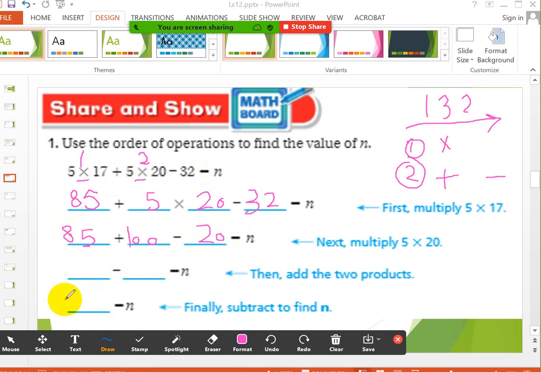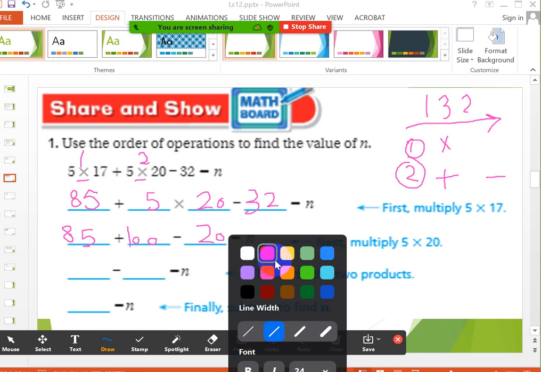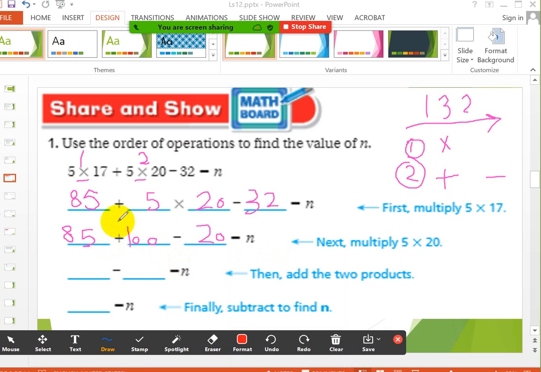Okay, now I finished the multiplication, the first step. After that I have to do plus and minus, or addition and subtraction, also from the right side to the left side. Let's start from the right side to the left side. That means I will start with the addition. This is the first operation. After that, I will do the subtraction. This is the second operation. So I will add first those numbers, then I will do the subtraction.